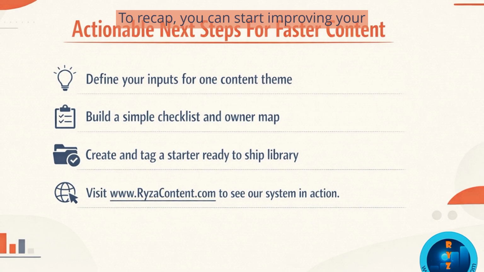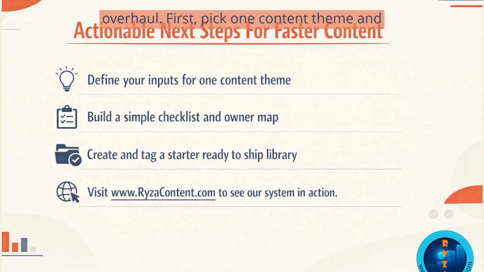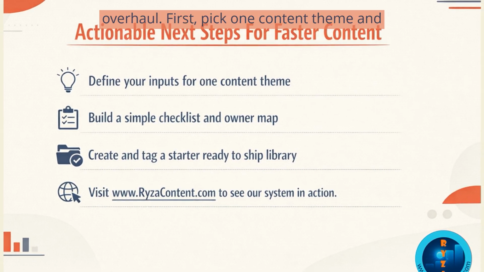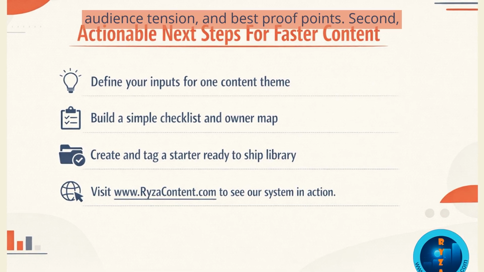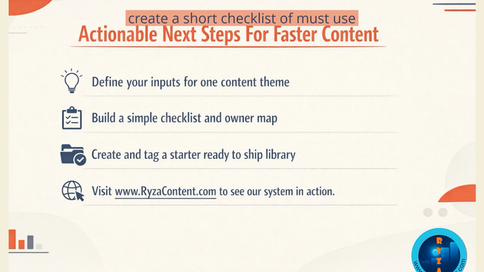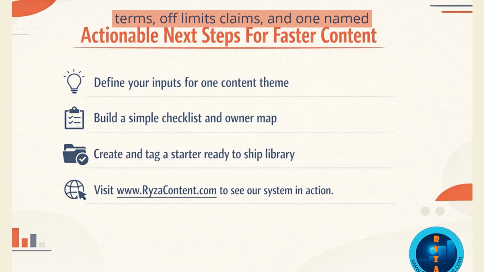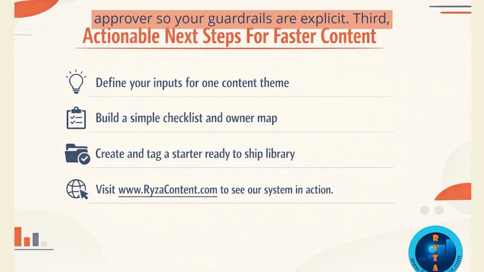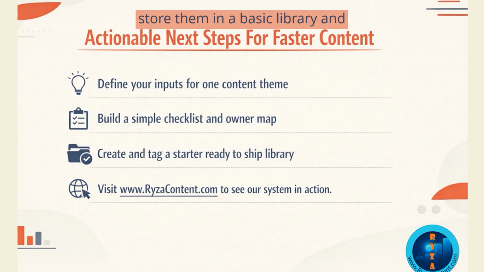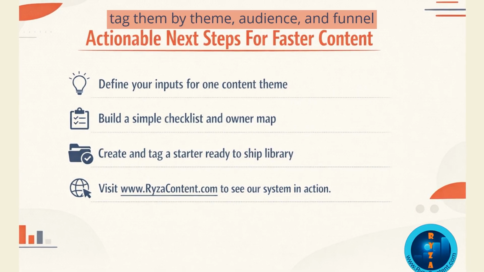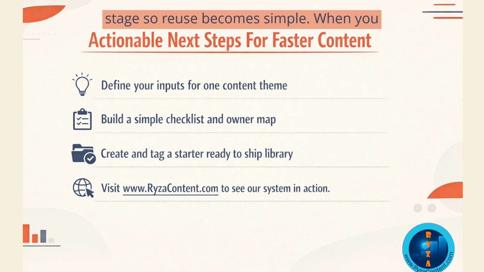To recap, you can start improving your content pipeline this week without a complete overhaul. First, pick one content theme and write down its single business goal, primary audience tension, and best proof points. Second, create a short checklist of must-use terms, off-limits claims, and one named approver so your guardrails are explicit. Third, as you approve posts on that theme, store them in a basic library and tag them by theme, audience, and funnel stage so reuse becomes simple.